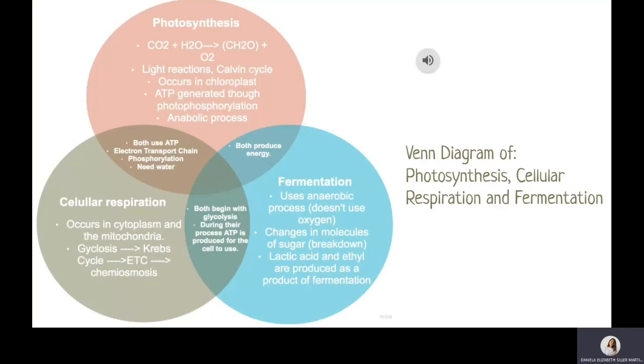Fermentation uses anaerobic processes, which means that it doesn't use oxygen. Molecules of sugar break down, and lactic acid and ethyl alcohol are produced as products of fermentation. These two both begin with glycolysis. During their process, ATP is produced for the cell to use.